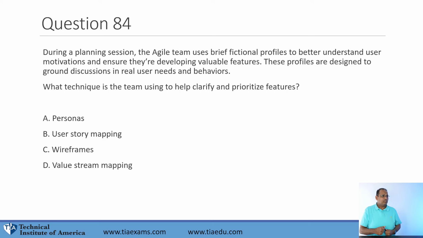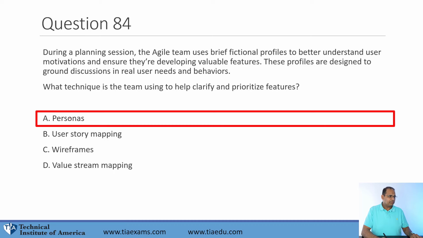Question. During a planning session, the Agile team uses brief fictional profiles to better understand user motivation and ensure they're developing valuable features. These profiles are designed to ground discussions in real user needs and behaviors. What technique is the team using to help clarify and prioritize features? Personas, user story mapping, wireframes of value, stream mapping. Best answer here, guys, is going to be a persona.